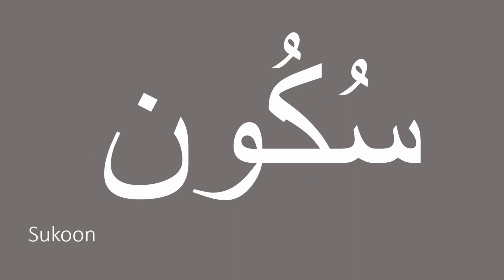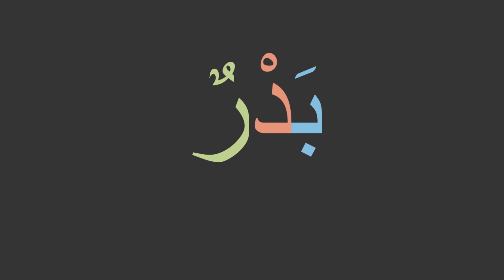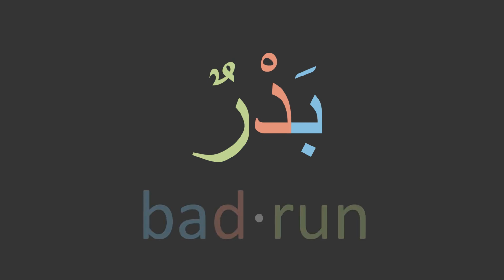The next topic is sukun, which is denoted by a small circle above a letter. Sukun indicates the absence of any haraka on a letter. The following word is pronounced as badr. It is not badarun with fatha, nor is it badirun with kasra, neither is it badurun with dhamma. It is badr.